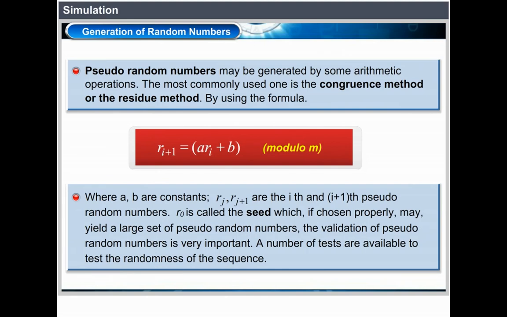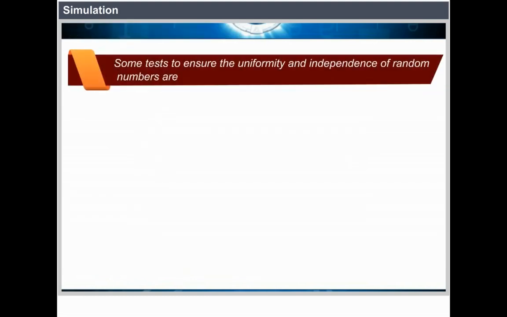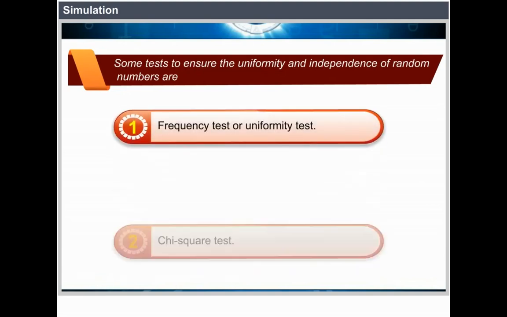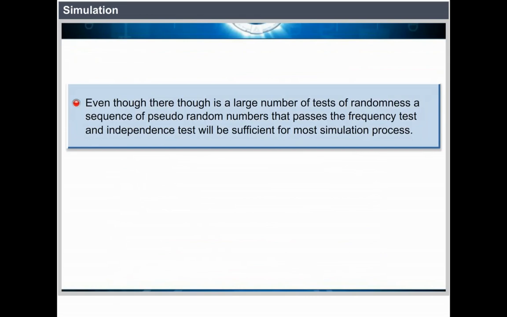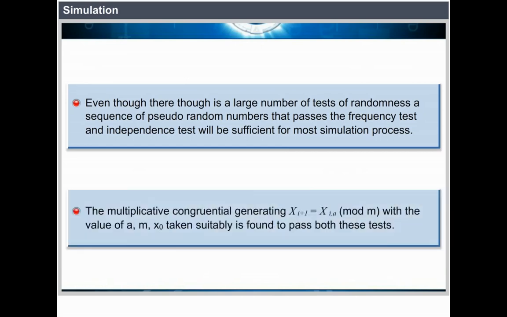The validation of pseudo-random numbers is very important. A number of tests are available to test the randomness of the sequence. Some tests to ensure the uniformity and independence of random numbers are the frequency test or uniformity test, the chi-square test, and the independence test. Even though there is a large number of tests of randomness, a sequence of pseudo-random numbers that passes the frequency test and independence test will be sufficient for most simulation processes. The multiplicative congruential generator x(i+1) = a·xi modulo m, with the values of a, m, x0 taken suitably, is found to pass both these tests.